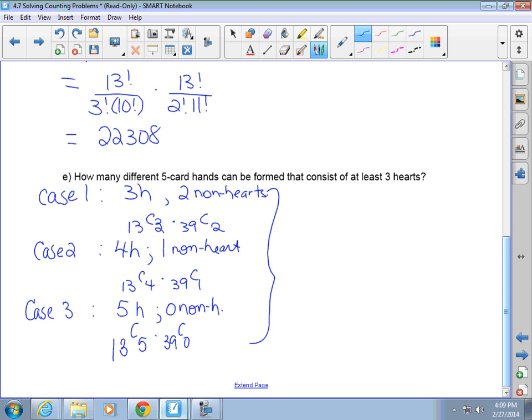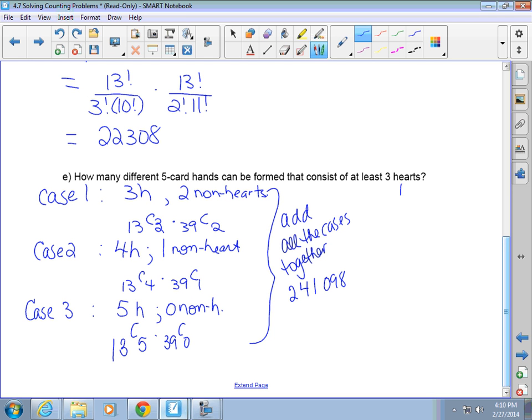And we add them because you could have 3 hearts, 2 non-hearts, or 4 hearts, 1 non, or 5 hearts, 0 non. That or means we add. And means we multiply, or means we add. So add all the cases together and you get 241,098 different hands consisting of at least 3 hearts.